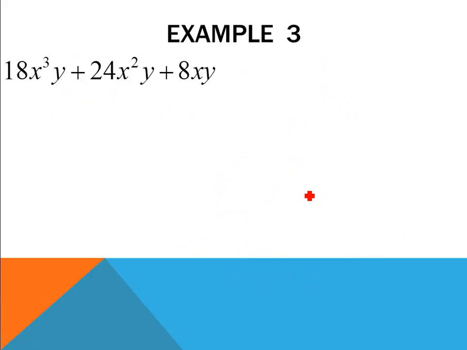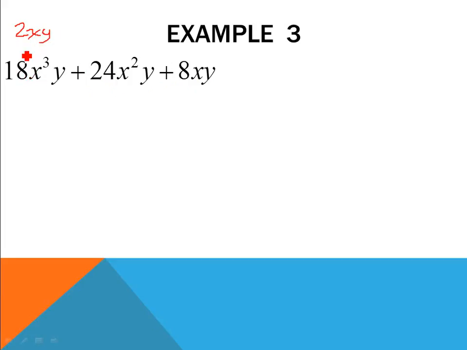Okay, so first step is look for common terms. So I have x's and y's and everything. They're all even, so I could take out 2. And then look at x. I have x cubed, x squared, 1x. They all have at least 1x. Then I go to my y's. Okay, they all have a y. So that's what I'm going to factor out. So I'm going to take out the 2xy.